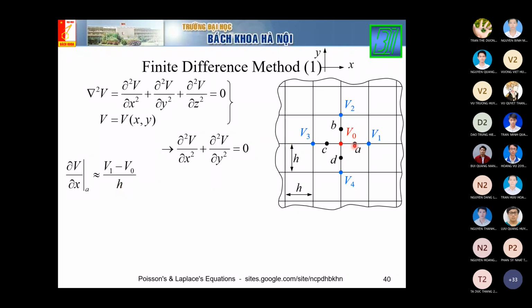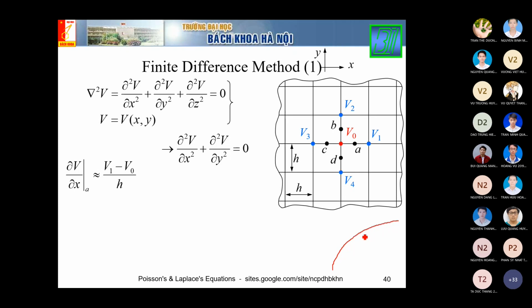Okay, so at the point A here, when I go from the red dot to the blue dot here, the potential changes an amount of V1 minus V0. And the distance changes by an amount of h, because I go from here to here. You see, the distance is h. Are you okay? You can think of this one in another way like this. Let's suppose that I got a curve.